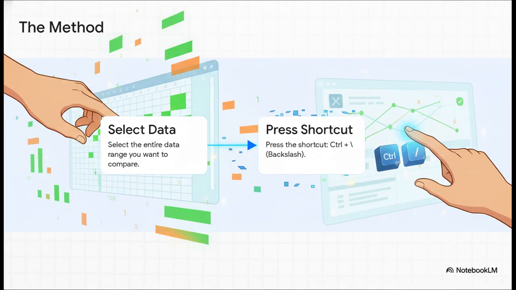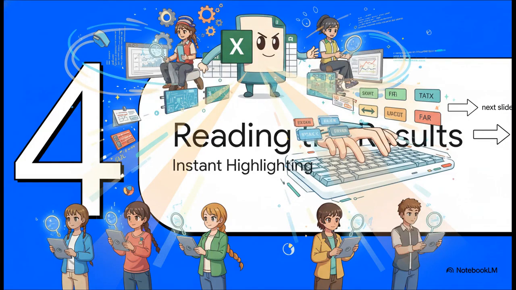Step 1, you select all the data you want to compare. In our case, that's both columns of our inventory numbers. And then, for step 2, the magic part, you just press Ctrl and the / key. That is literally it.